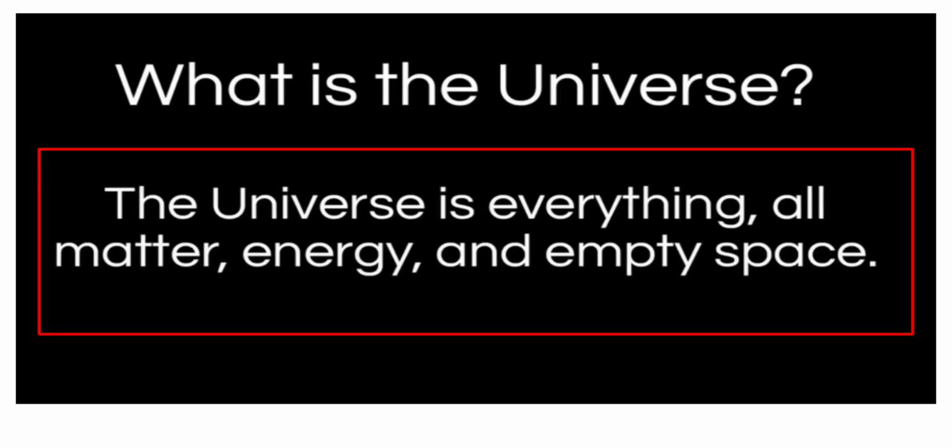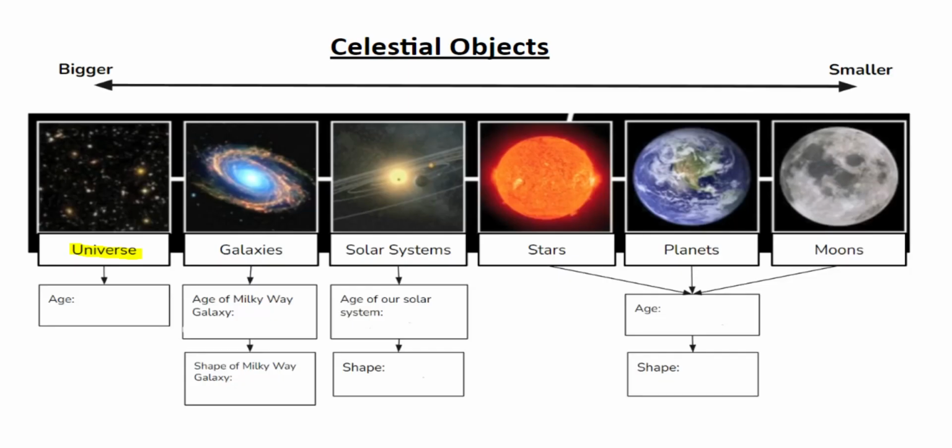Lastly, what is the universe? The universe is everything, all matter, energy, and empty space. Okay, so that makes it the biggest thing out of all the celestial objects right here. And galaxies, solar systems, stars, planets, moons, they're all part of the universe.